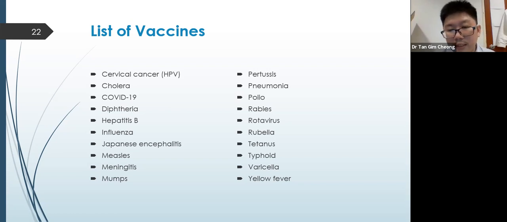Varicella is the chickenpox vaccine. Then you have yellow fever, rotavirus. Rotavirus is not in our national vaccination program, but you can actually get this vaccine outside, at a private practitioner. Rabies vaccine also, normally it will be given when you are exposed to rabies. These are some of the vaccines that we can see in the market.